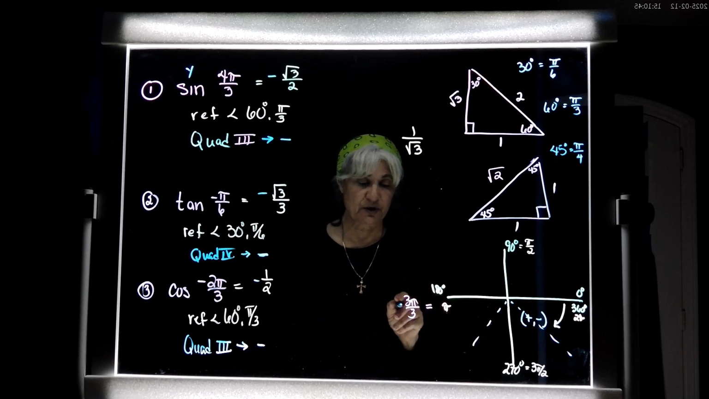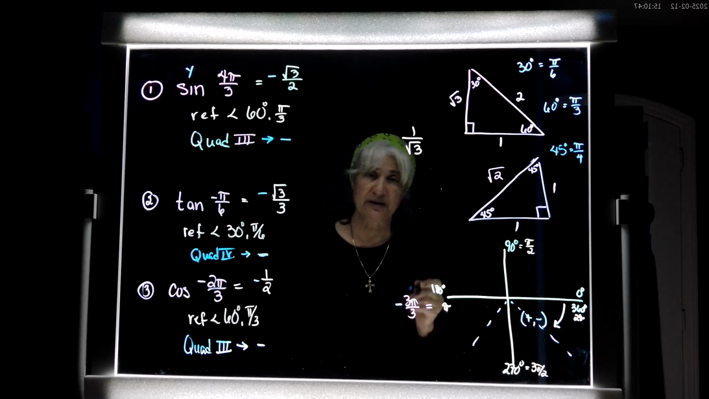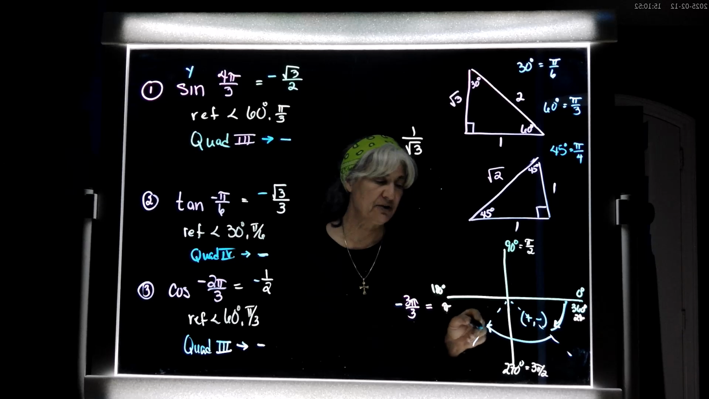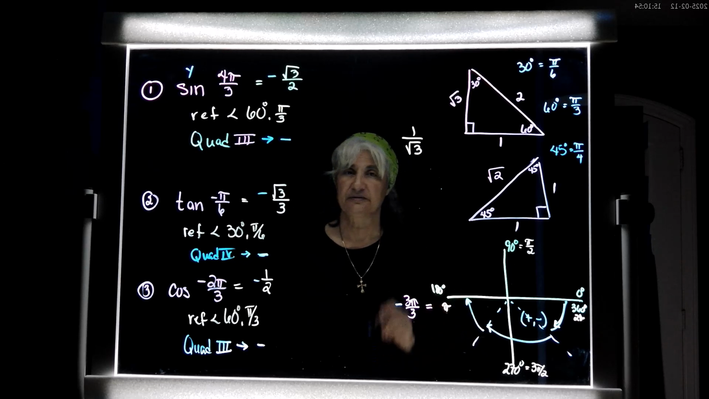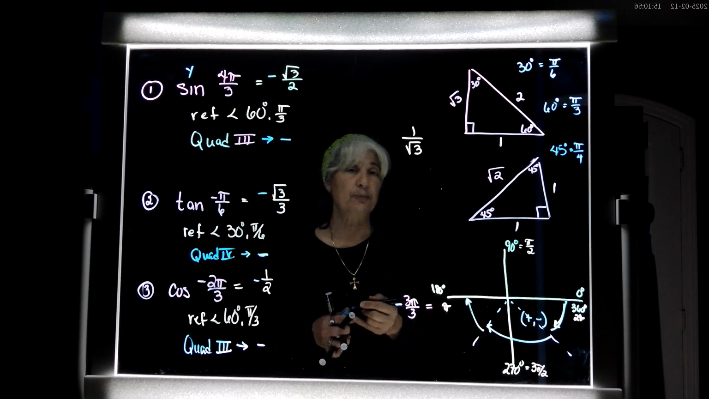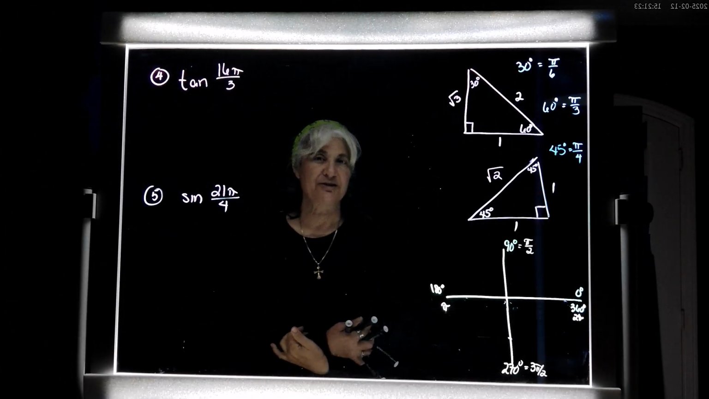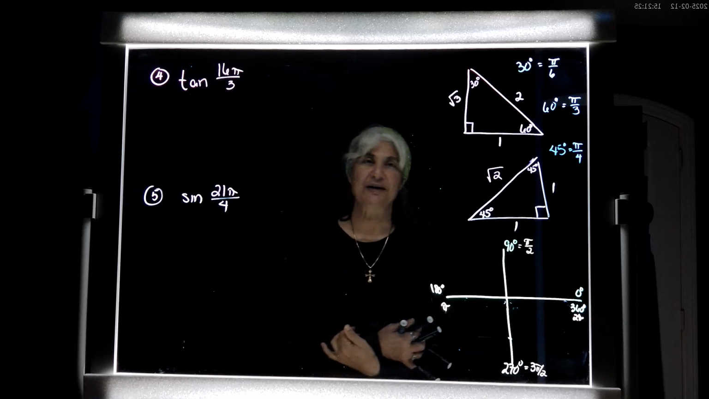In number 3, this would have been a negative 3 pi over 3 in this direction. So that's 1, and 2 ends up here, 3 ends up there. Good? Okay, I have a couple more examples coming your way, so stay tuned. Here are the last 2 examples. Hopefully you get the same answer I do.